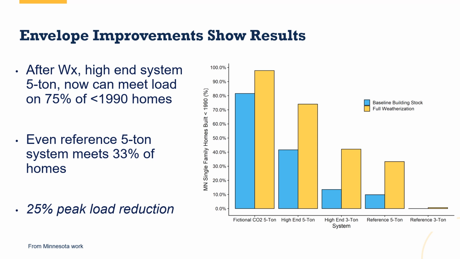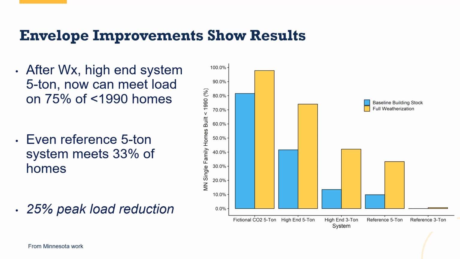How about if we looked at the high-end 3-ton system, right? We go from about 15% to about 42% of pre-1990 homes can be addressed with that 3-ton system. What about the reference 5-ton? So we're not even going with the high-end one. We can do 33% of the pre-1990 homes that have been weatherized with that. So that is big news, right?